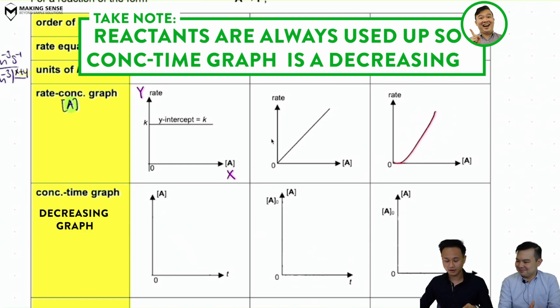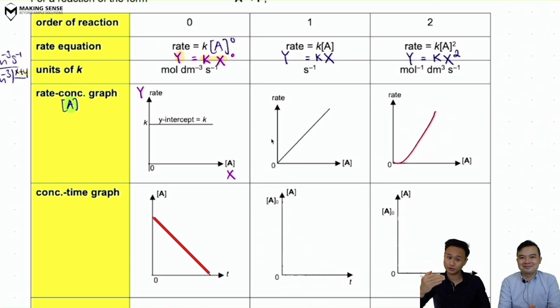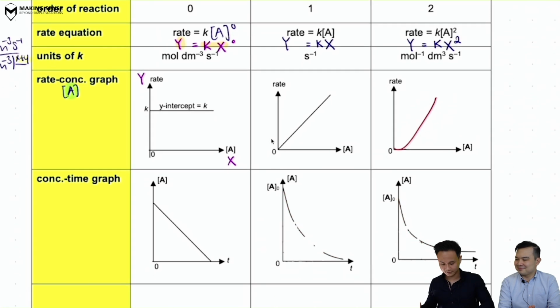Okay, so here's the thing. For a 0 order reaction, you just tell yourself it will be a downward sloping straight line that looks like this, okay? For order 1 and order 2, it will still be downward sloping, but it's no longer a straight line. They will be curves. So it will just be a curve.